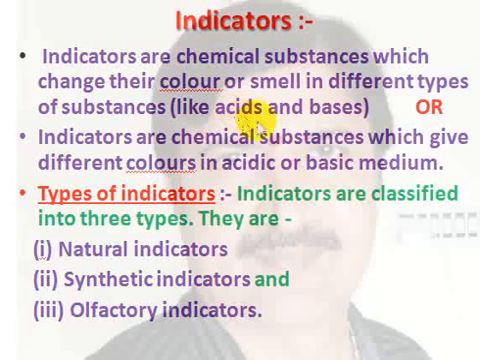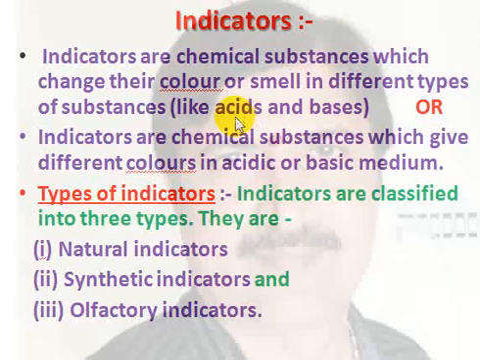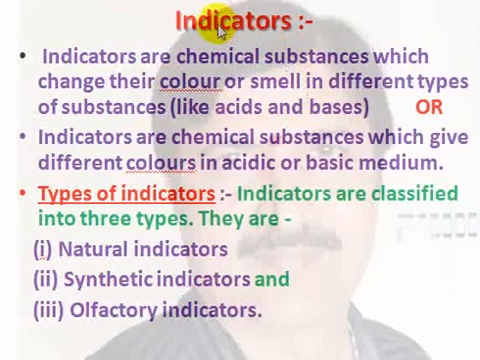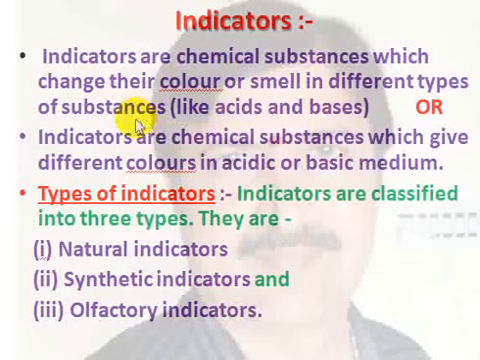Because acids are colorless and most of the bases are also colorless. If the given substance is an acid or a base, how can you identify it? We cannot taste it because these chemical compounds may cause some damage to our body. So we have to select some other ways to test whether the given substance is an acid or a base. For this purpose we are using some chemical substances. They are called indicators. So indicators are chemical substances which change their color or smell in different types of substances.